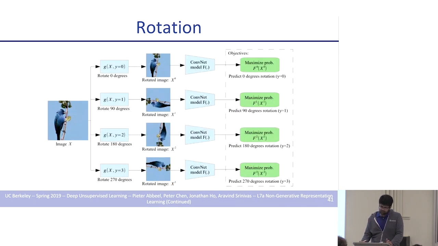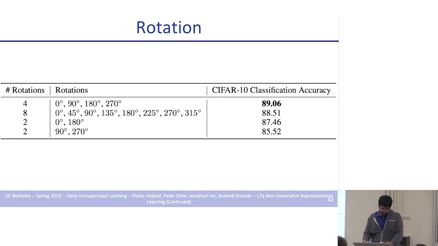So the architecture is super simple. Take the image, create your random transformations, and pass all of them to the ConvNet and predict the corresponding rotation. They did a bunch of ablations to see how many different rotations you need. And it turns out that if you just do the multiples of 90 degrees, you get the best results on CIFAR. So that's how this model is actually implemented. It's not like adding more and more transformations helps.